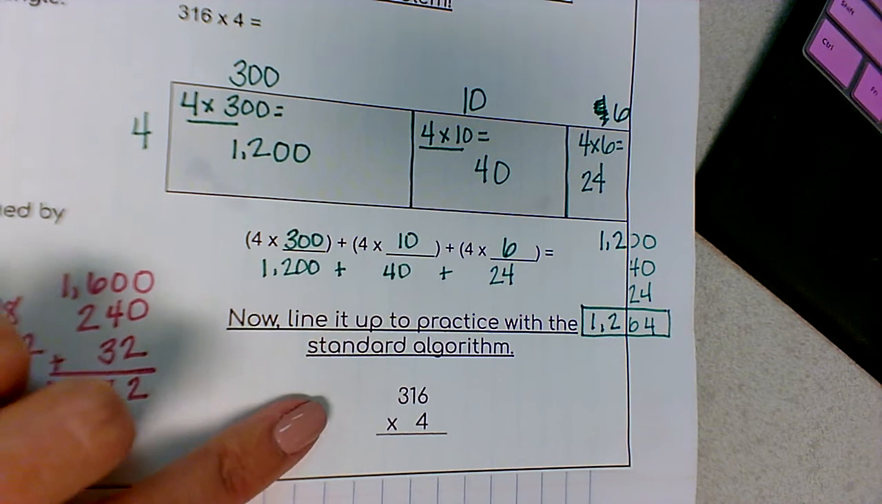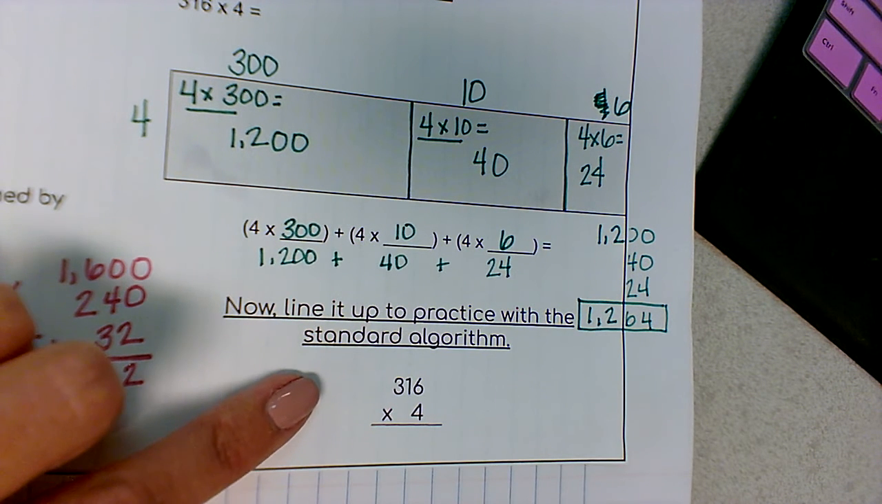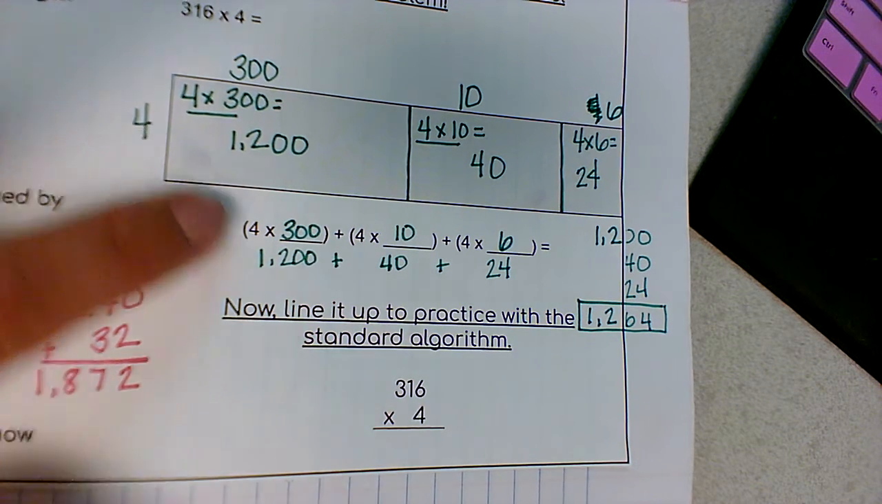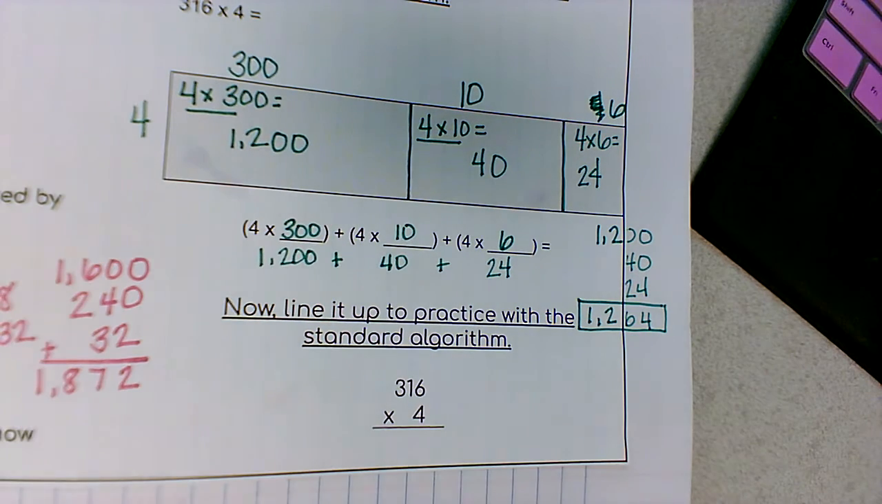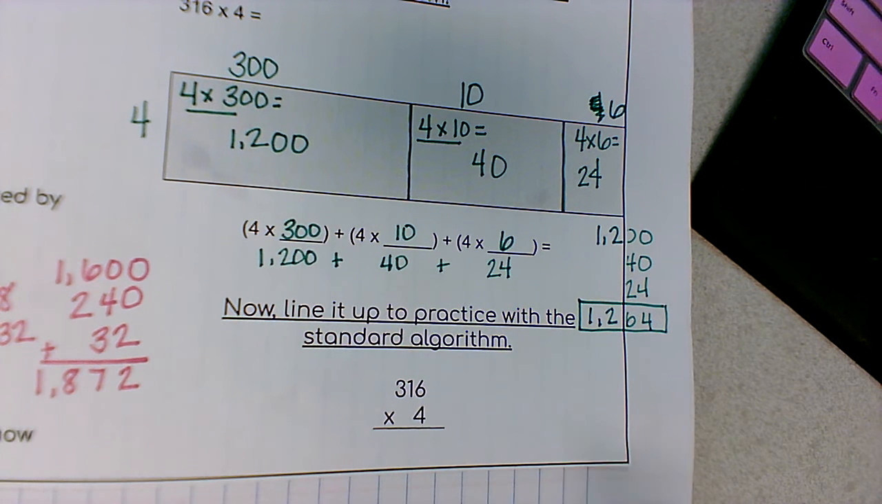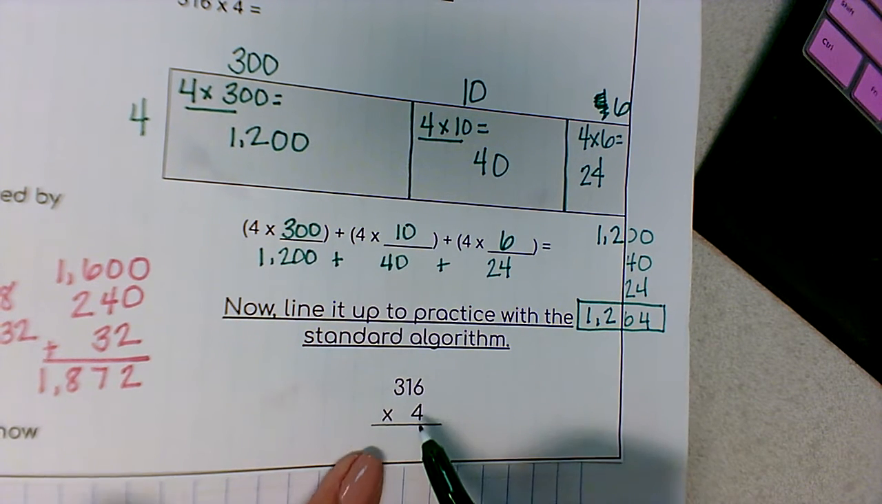All right. Now here's the part where our objective said we are going to connect our area model and our partial products to the standard algorithm. We've spent 2 days learning that standard algorithm, so let's practice and multiply using our standard algorithm. So again, 316 times 4.